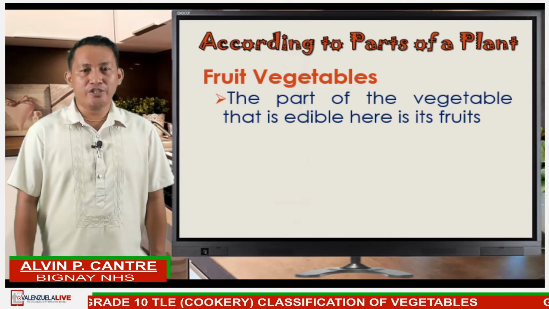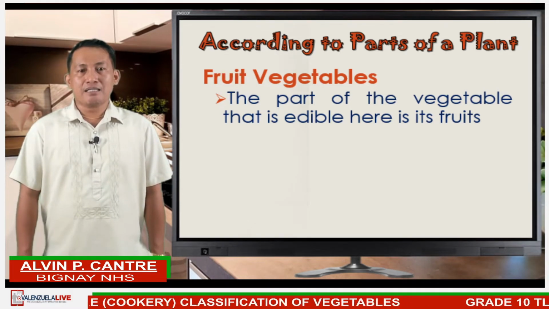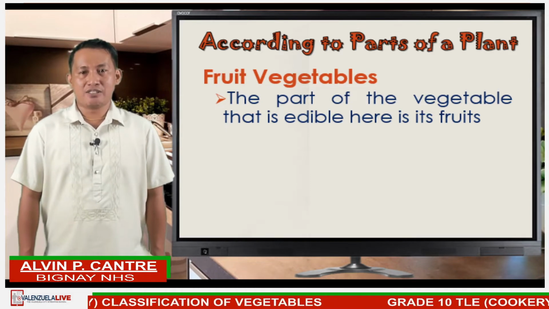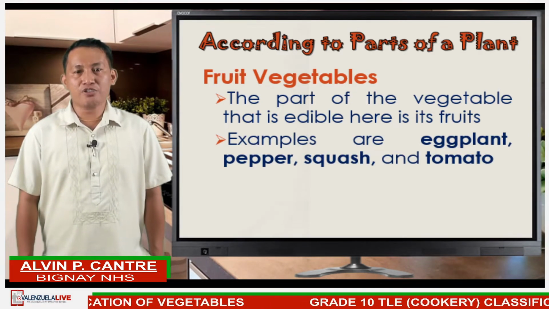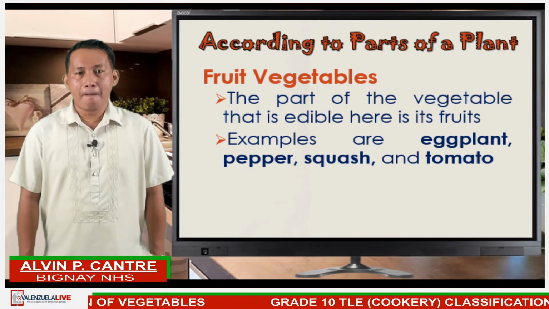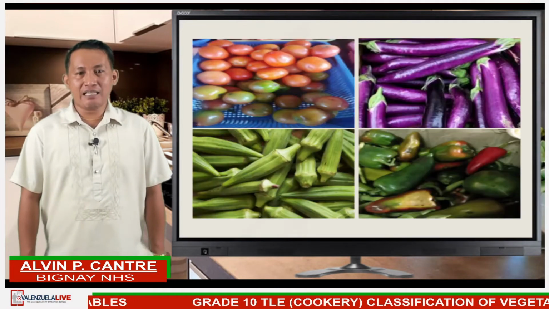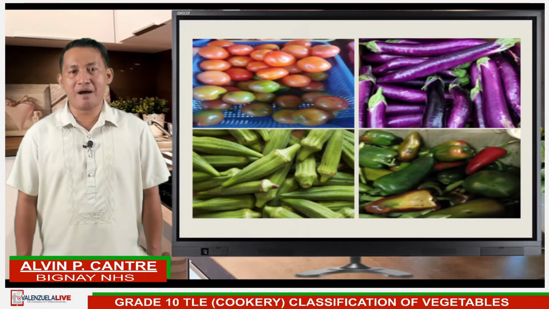Let's move now to the third, which is fruit vegetable. The part of vegetable that is edible here is its fruits. Examples are eggplant, pepper, squash, and tomato. Technically, they are higher in calories than leafy vegetables and rich in vitamin C.